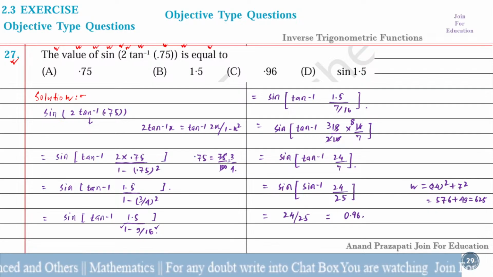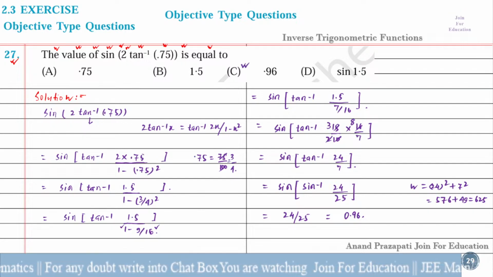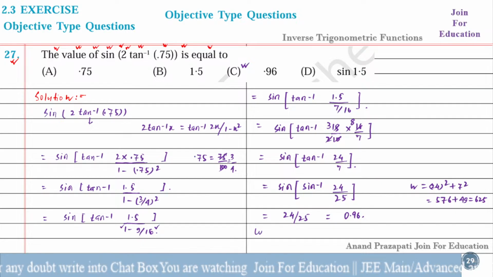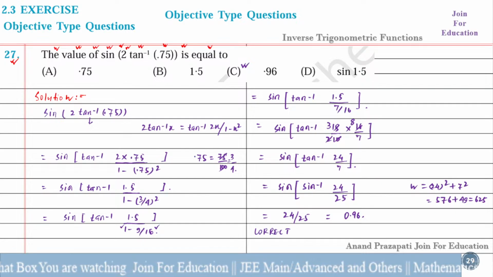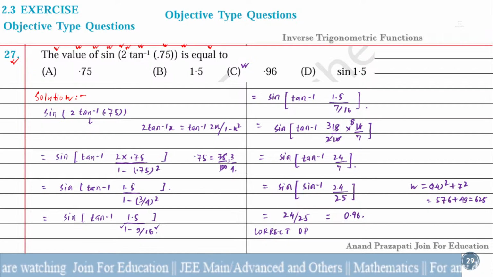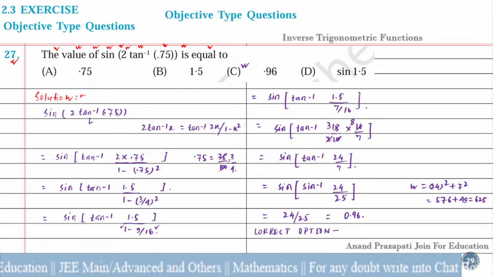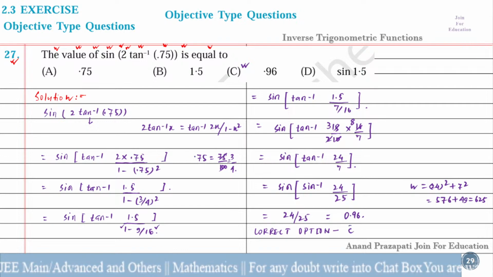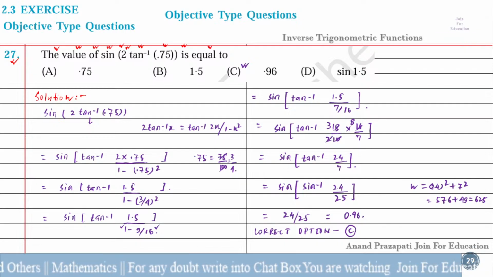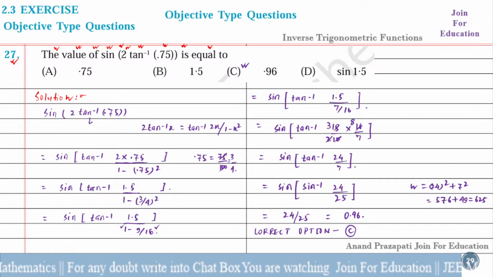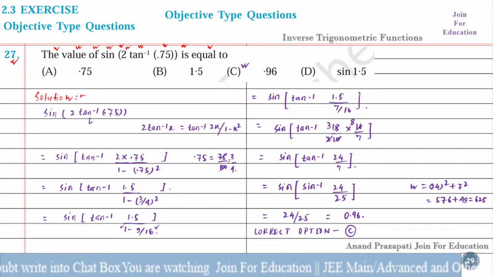So 0.96 is in option C. So the correct option of this question will be C. Hope that there is no problem to understand the solution of this question. If you have any doubt, write into the live chat box which is open to all of you.